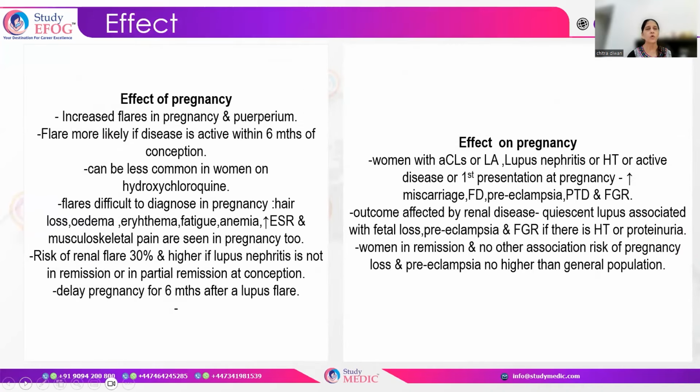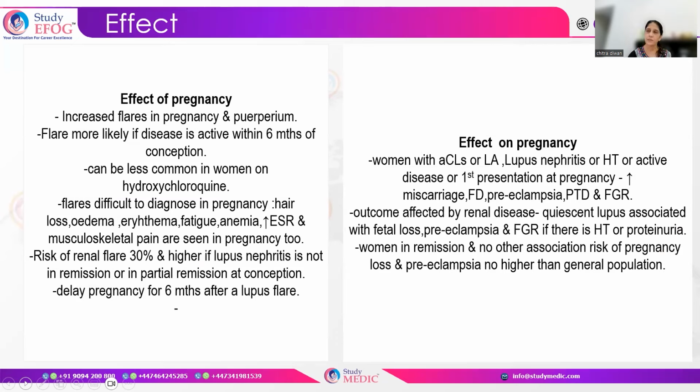Now, what is the effect of SLE? What is the effect of pregnancy on SLE? We already saw that there is an increase in the flares during pregnancy and puerperium also. And these flares are more likely if the disease was active within 6 months of conception. The flares can be less in women who are taking hydroxychloroquine.